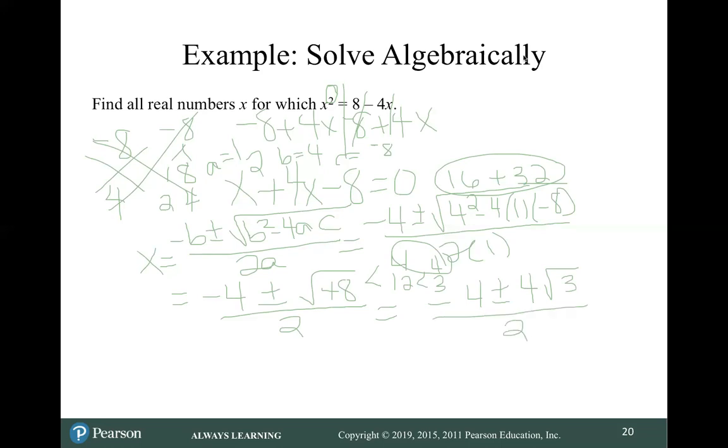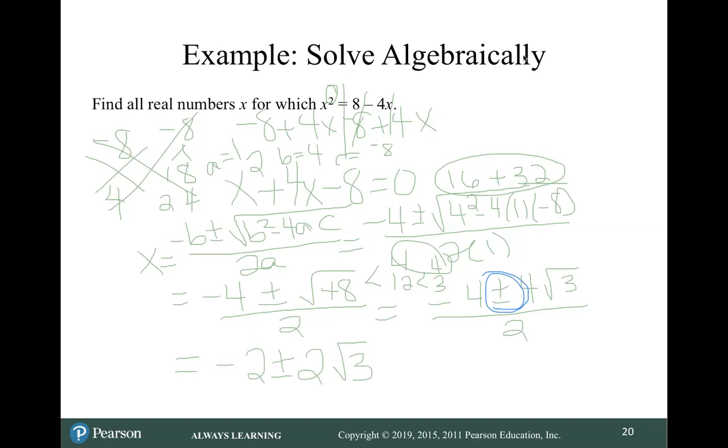Well, the good news is I can factor out a 2 from my numerator. I cannot cancel the 4 and 2 because of this plus sign here. Because I have a plus or minus, that makes this multiple terms. So I can't just cancel the 2 with the 4, but I can reduce everything. So that makes this -2 plus or minus 2 times the square root of 3. So that gives us our x values.